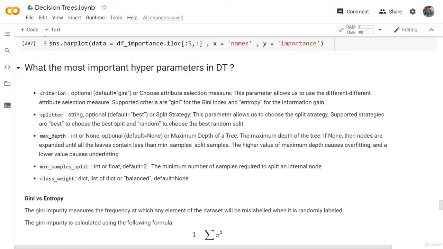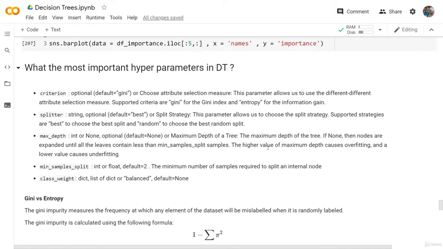The third hyperparameter, which we saw already, is the maximum depth. By default in sklearn, it's None, so we don't have any maximum depth of the tree. It will continue until we classify all of them correctly. If None, the nodes are expanded until all the leaves contain less than minimum samples split samples. So this is actually another hyperparameter. If it's 1, then it's basically a leaf with one node.